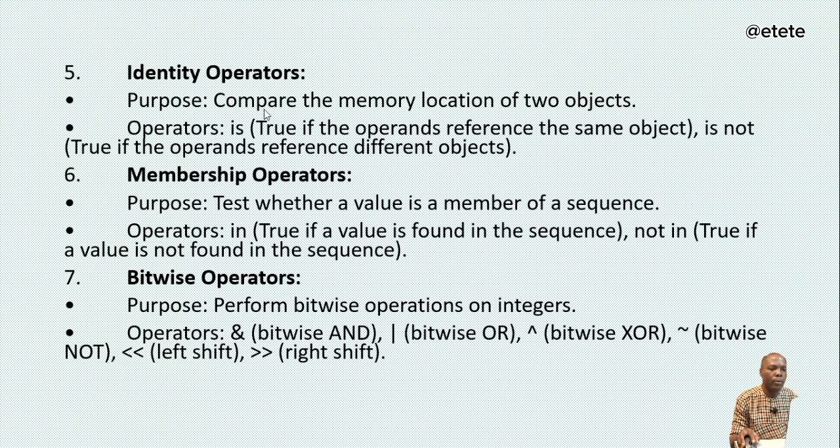Then we have identity operators. What is the purpose? Compare the memory location of two objects. We are going to see that practically. The operator is, that is the operator. True if the operands reference the same object. That is, they are in the same memory. Is not is true if the operands reference different objects. So we are going to see that practically.